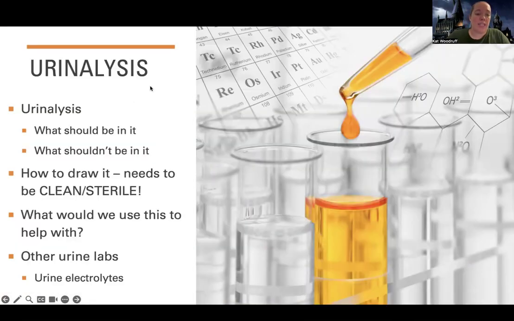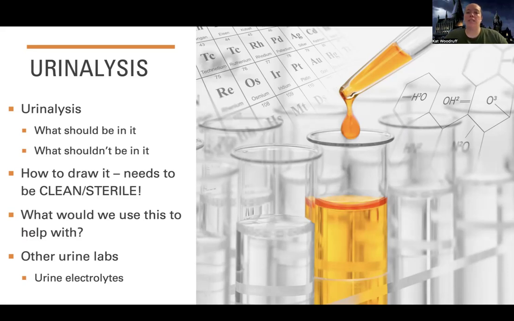So for urinalysis, on the next slide, I'm pretty sure I have what should be in it and what shouldn't be in it, so we'll talk about it there. Just know these are supposed to be clean or sterile. So if you're drawing them from a Foley catheter, make sure you're following the correct technique per your facility, and keeping things as clean as possible. If it's a clean catch, then make sure that you're teaching a patient how to do that in a clean way and they're cleaning themselves prior.